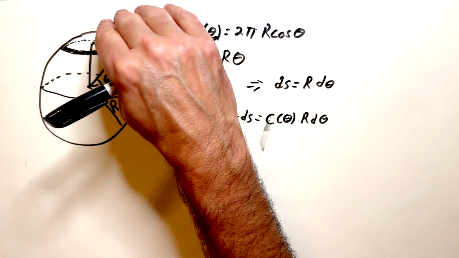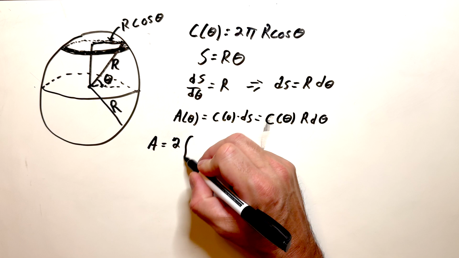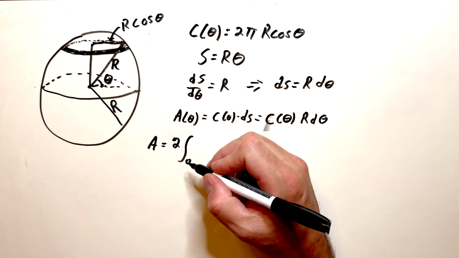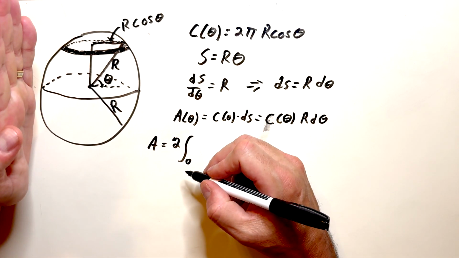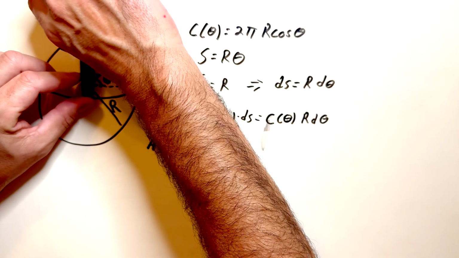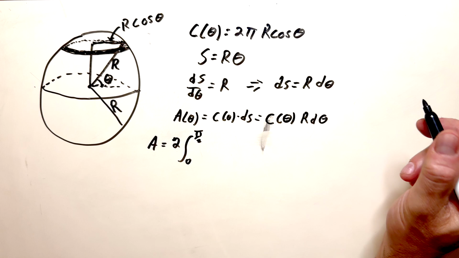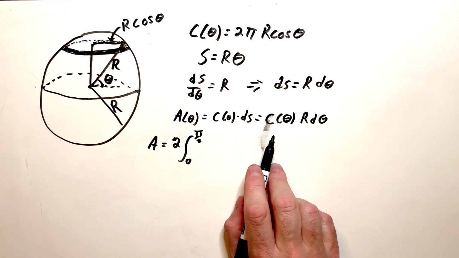I'll just do the upper half of the sphere, such that the area is going to be equal to 2 times the integral from 0. Of course, our angle will go from 0 to pi over 2, because it's going to start out at 0 at the equator, and as it goes up to the pole, the angle theta will be pi over 2, so 0 to pi over 2, and of this area.